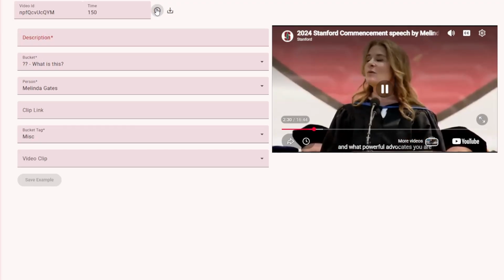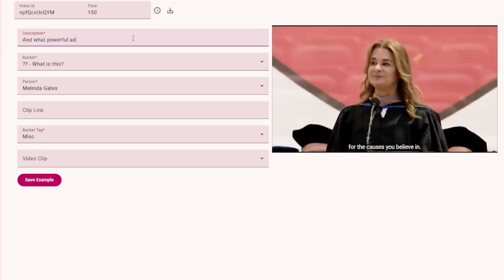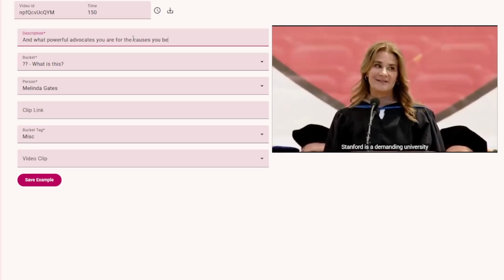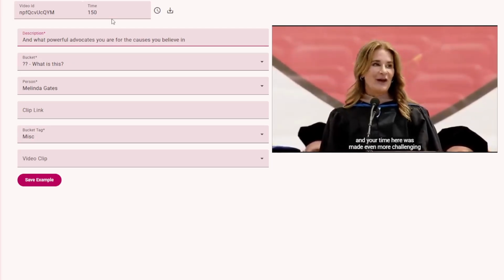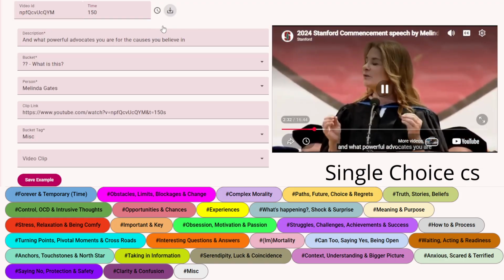And what powerful advocates you are for the causes you believe in. Advocates I could see on either the pragmatic or the fundamental axes. It does sound a little like it's simply going in the collaborative tendency. Powerful I've heard associated with either guidance or relevance in particular.